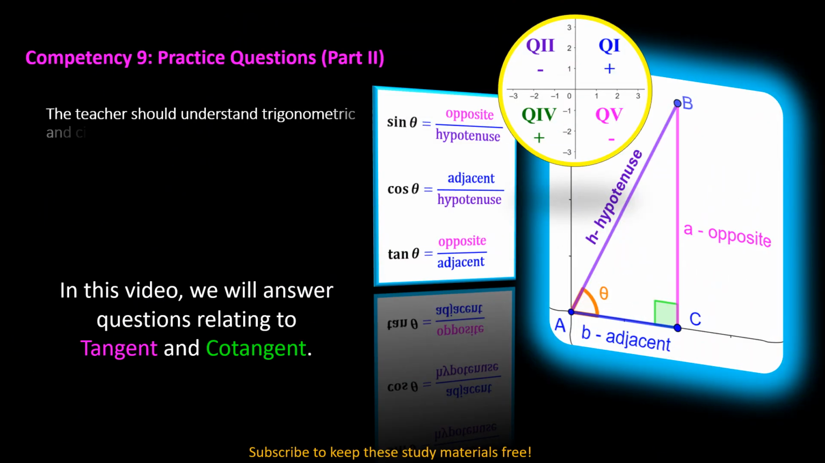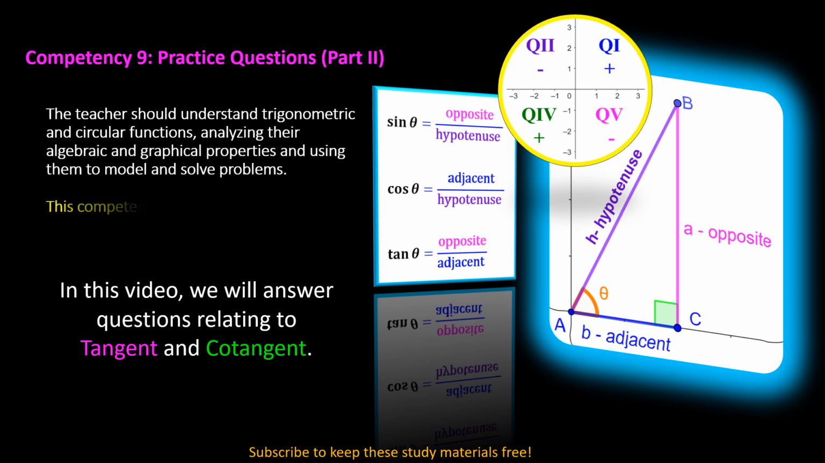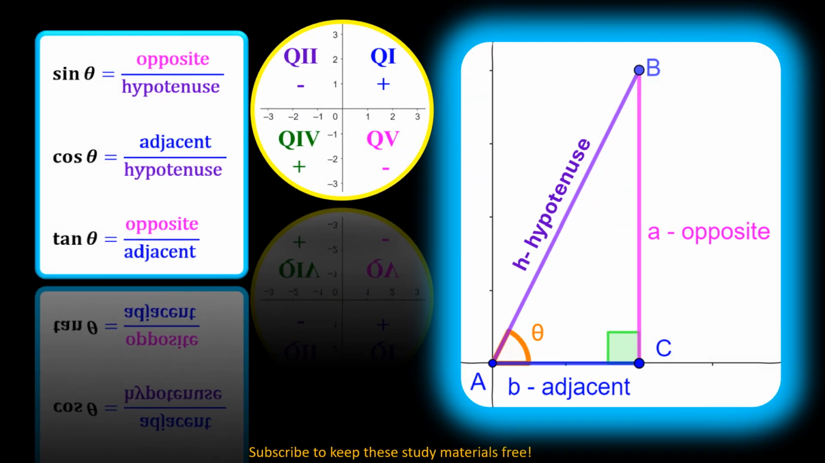To part 2 of Competency 9. In this video, we will answer questions relating to tangent and cotangent. Continue to work with the same basic properties of trigonometric functions. However, we will also add secant and cosecant.